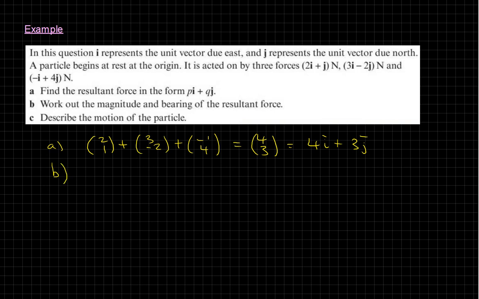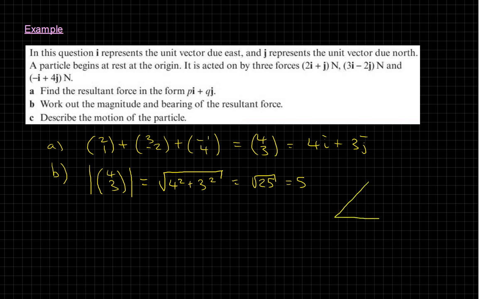So then let's look at part B. We need to work out the magnitude and bearing of the resultant force. Magnitude is very, very easy. All we have to do is use our absolute value symbol or magnitude notation, so that's the two straight lines on either side of the vector. This indicates I'm looking for the magnitude, and this is, just by Pythagoras, equal to the square root of the squares of the components added together. So that's 4 squared plus 3 squared, and you can recognize that straight away as hopefully root 25, and that's equal to 5.